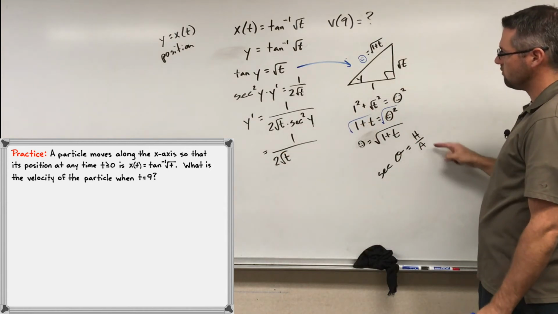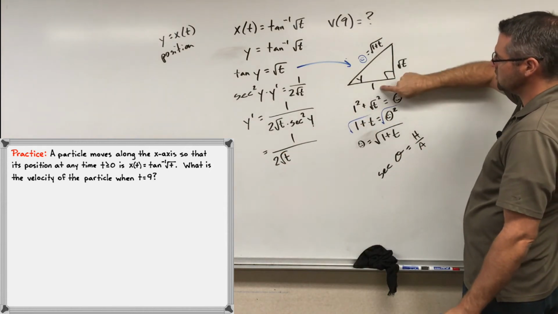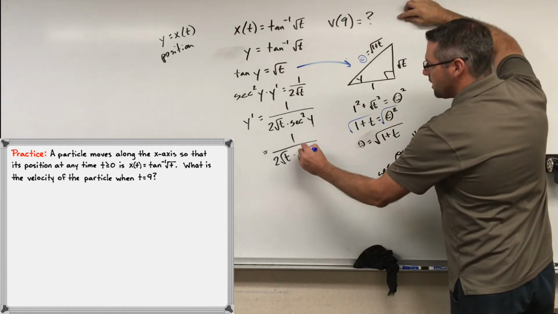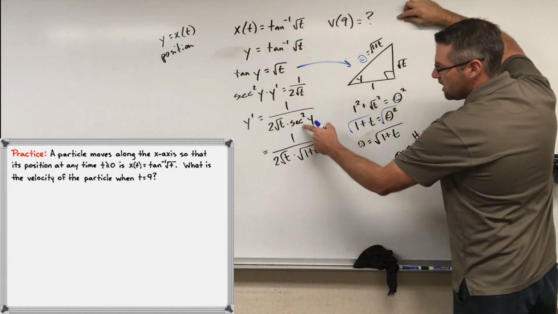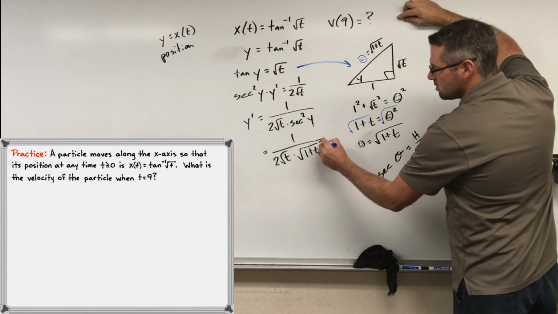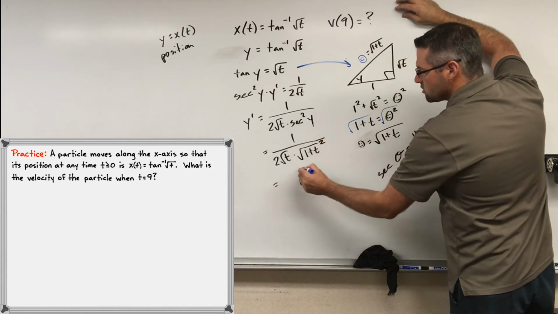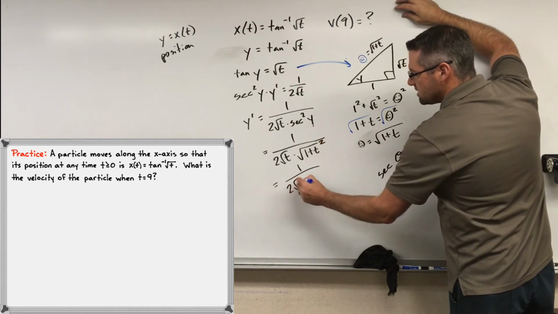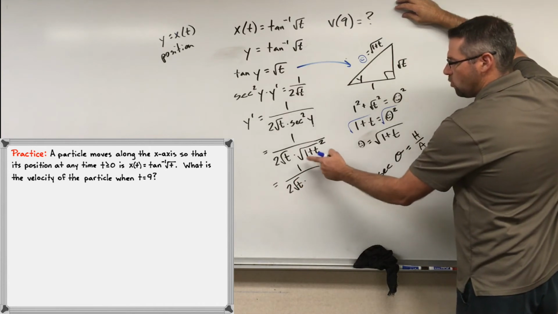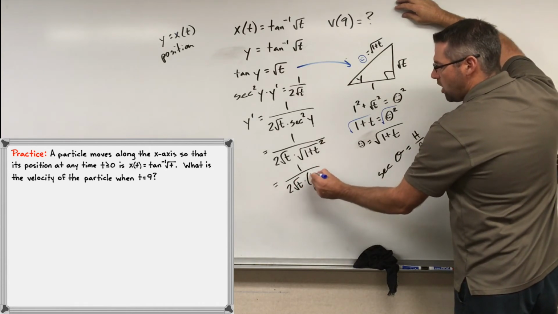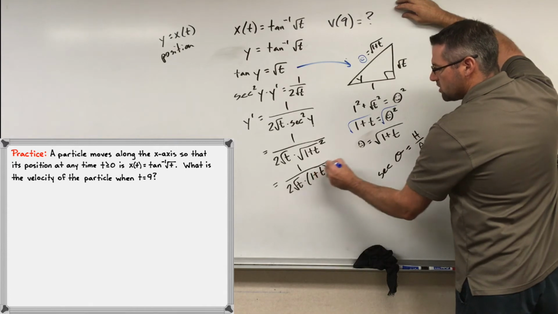Secant is hypotenuse over adjacent. So it's times radical 1 plus t, and then we're squaring that result and simplifying it from there. So we get 1 over 2 rad t times, and then radical 1 plus t squared is just 1 plus t. We want to put that in parentheses.